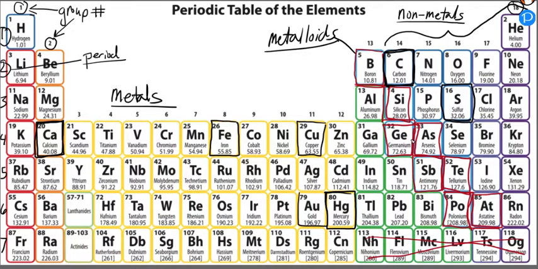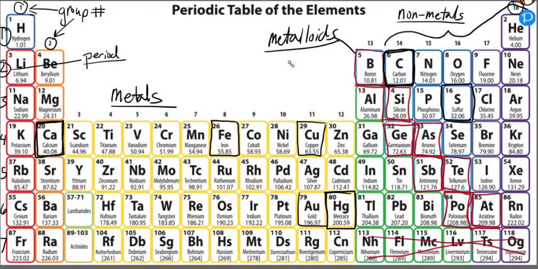A lot of them are kind of poor conductors. Silicon, for example, is a very famous one. It's what's called a semiconductor. It's used in a lot of electronics, like your phone or computers, because it's a semiconductor. It's kind of a good conductor, kind of not really, and so that's what these metalloids here along this line are: they share properties between the two.